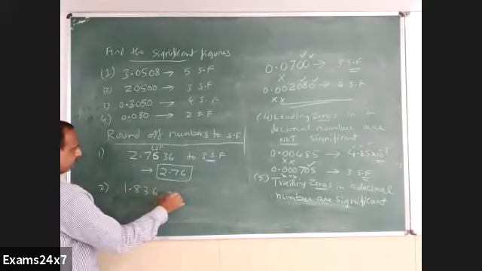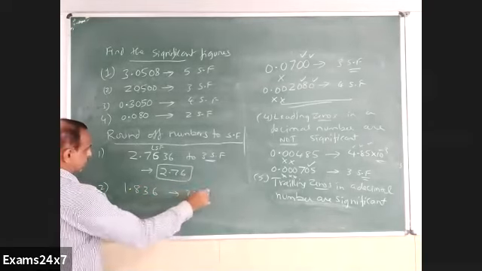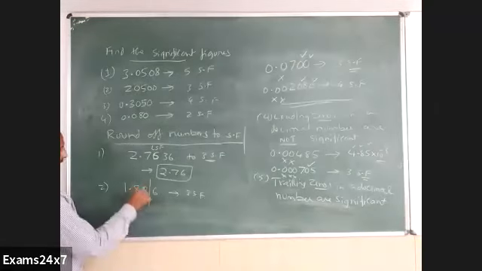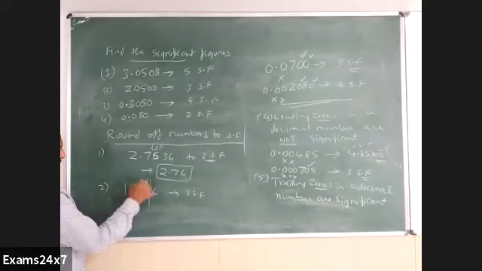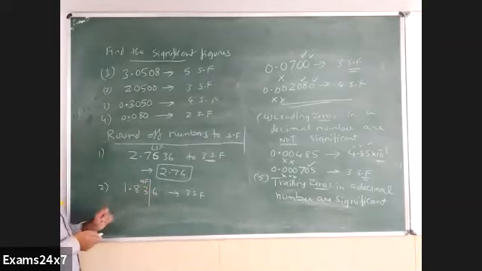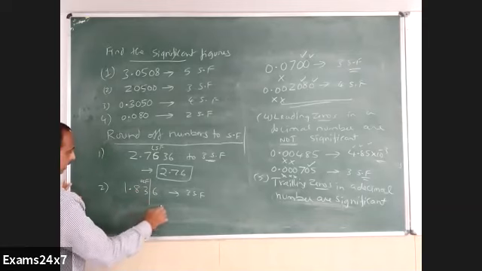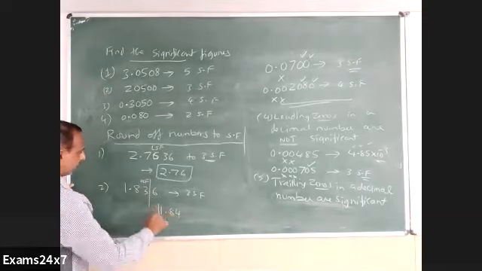1.836. Once again, to 3 significant figures. What do I have to write now? This is now the least significant figure, LSF. I have to raise it by 1 because the next number is 6 here. Therefore, the answer becomes 1.84 in this case.